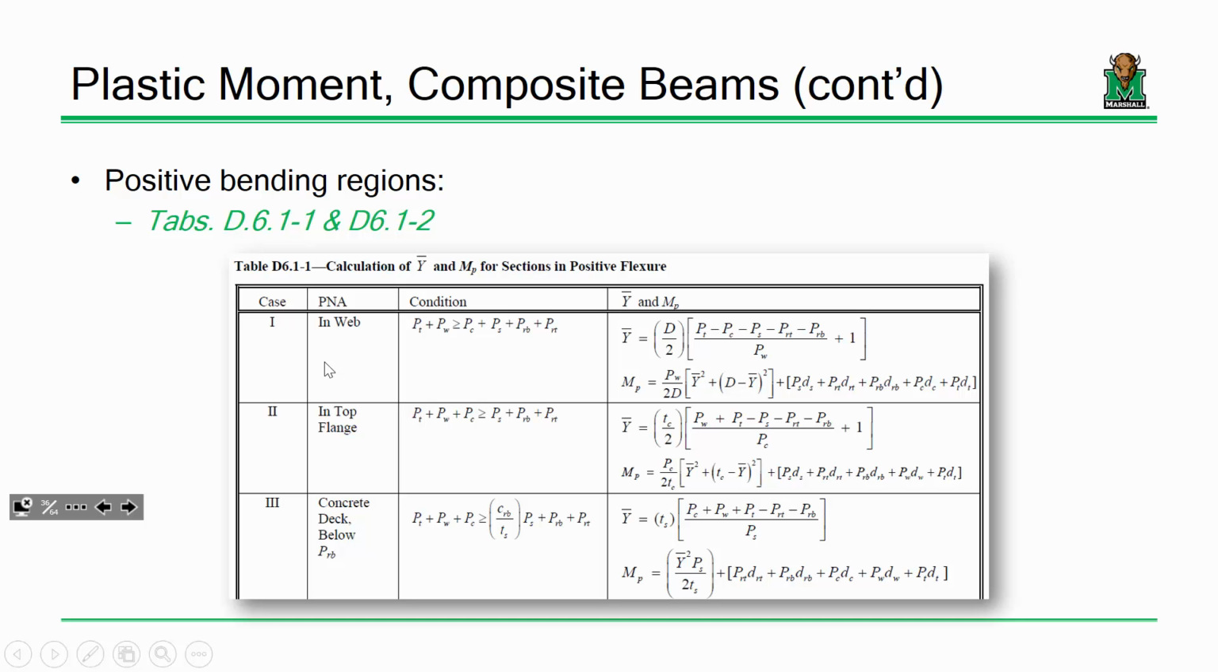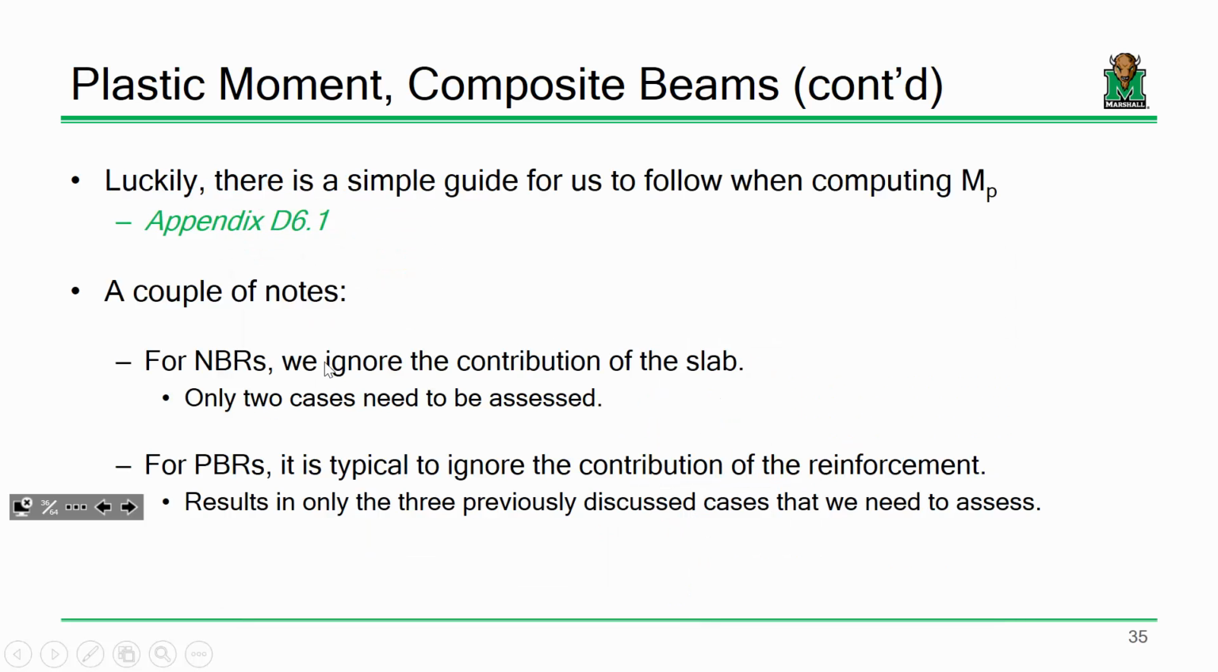And if you don't believe me, take any one of these cases 3 through 7, set the reinforcement terms equal to 0, and you will literally get the same equation each time. Because those are all trying to determine, well, is it in the deck above this layer, below that layer, in between the two layers, and so on and so forth? So in positive bending, we really only need to consider 3 cases.